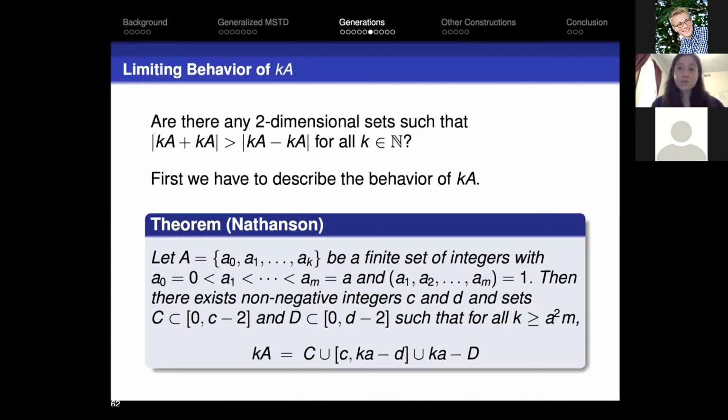So in one dimension, we have this theorem by Nathanson. Basically, we have a one-dimensional set A. It's ordered from least to most. It has GCD 1. And then if you look at the last line of this theorem, for sufficiently large K, we have Ka is the union of a set on the left side of the set, a set on the right side of the set, and then a completely filled in middle. So what this will mean is that for a large enough K, this set will always be missing a constant amount of points, even though the interval that it is in will grow as K grows.